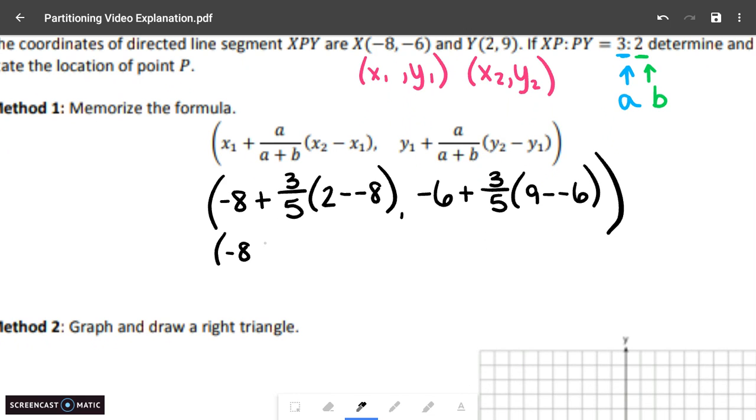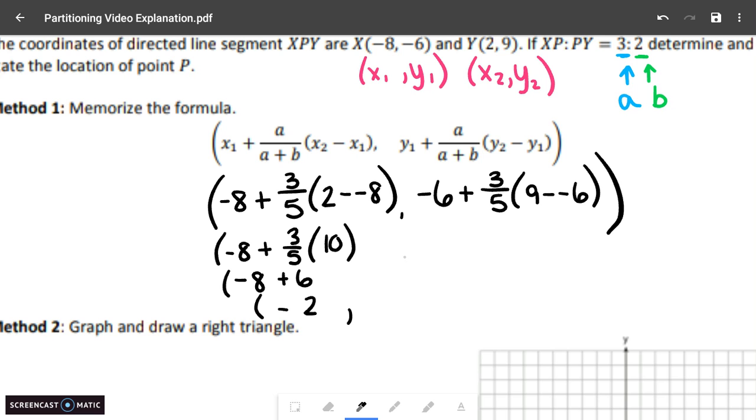So we're going to leave that -8 for a moment. It's going to be times 3/5. We're going to 2 subtract a -8 is 10. When we multiply 3/5 times 10, we end up with 6. And we're going to end up with -2 as our x-coordinate.